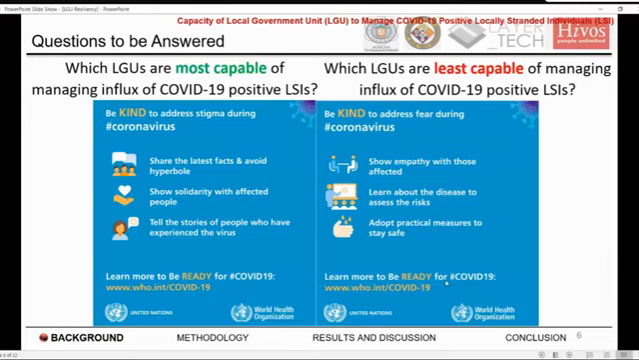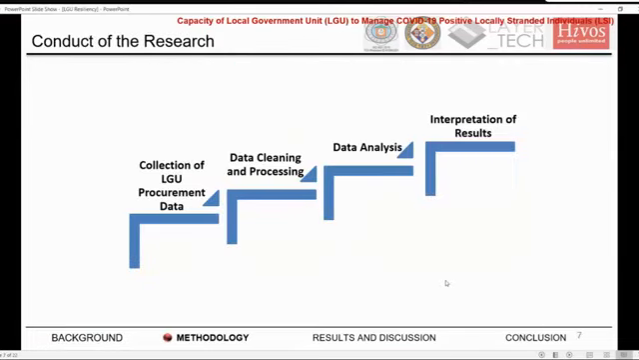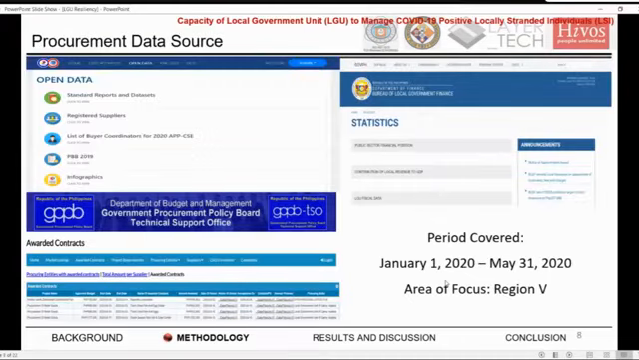All of these take into consideration that these LSIs should not be discriminated against upon arrival in the respective LGUs. To answer the objective of the research, we first collected the LGU procurement data, processed it, analyzed it, then interpreted the results. The procurement data source was various open government data published by BLGF, PhilGEPS, and the GPPB. The covered period is from January 1, 2020 until May 31, 2020, and the area of focus, of course, is Region 5.